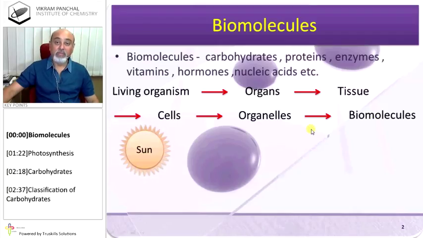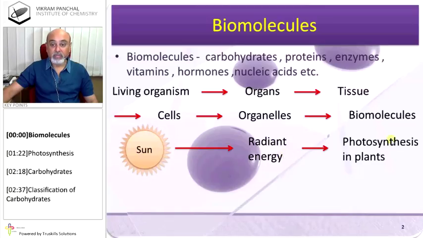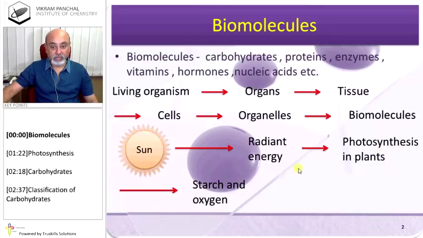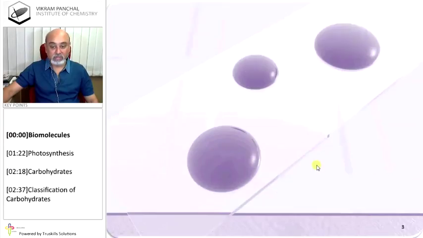Well, the sun is the source of energy, which gives us radiant energy. This radiant energy is used for photosynthesis in plants. So this way, photosynthesis produces starch and oxygen with the help of sun energy. And this starch and oxygen is required by animals. So that will be transferred to animals, and that is chemical energy for animals.